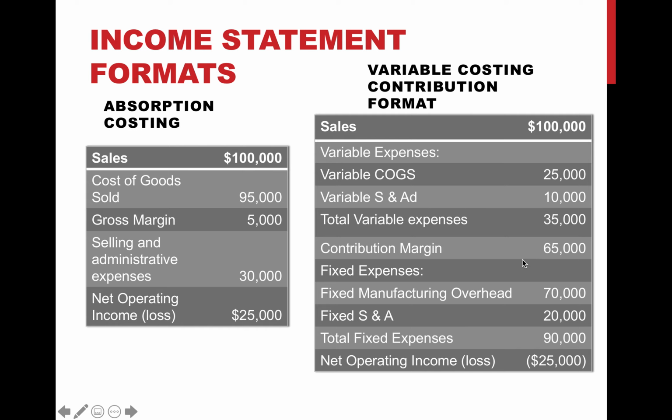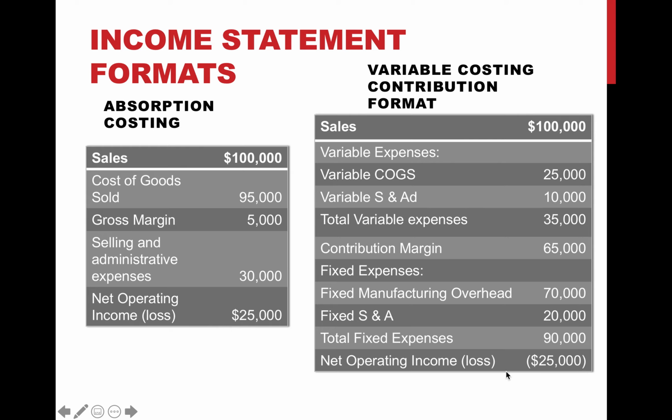After the total contribution margin, you subtract the fixed expenses, and we usually divide them into fixed manufacturing overhead, only to emphasize this number and always have it visible, and the fixed selling and administrative expenses. Having a total of fixed expenses is optional as well. And at the end you have the net operating income or loss.